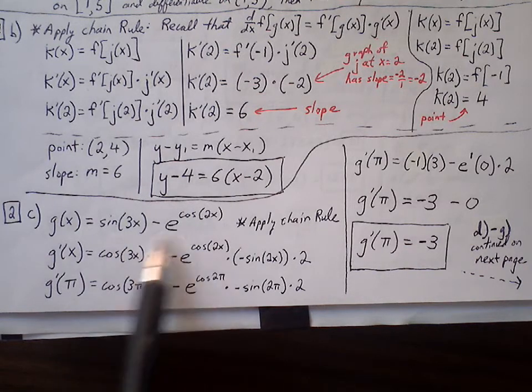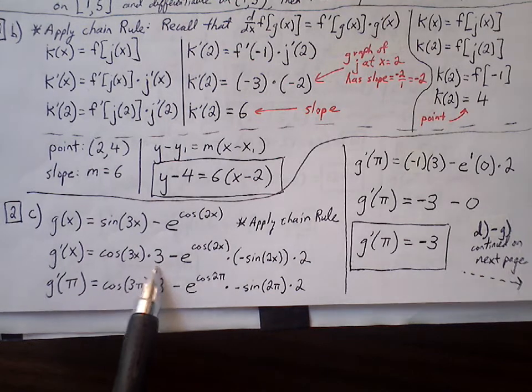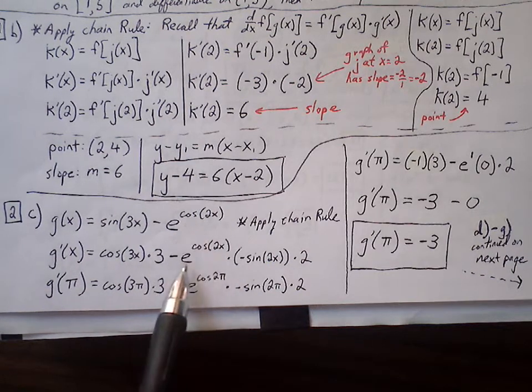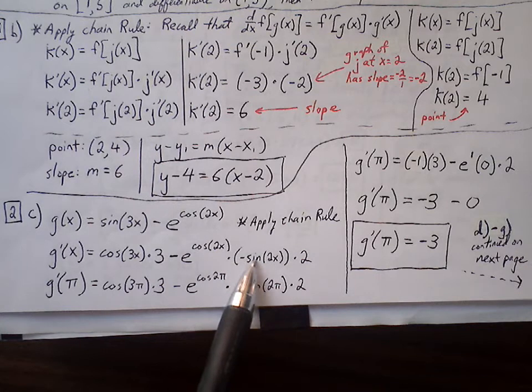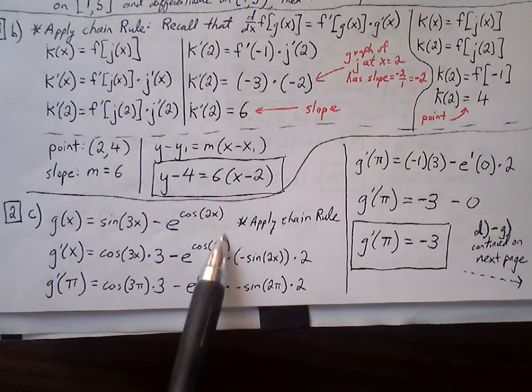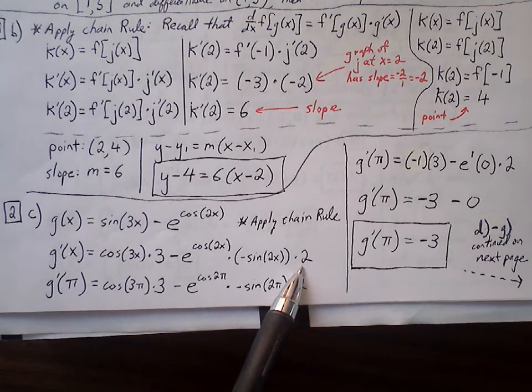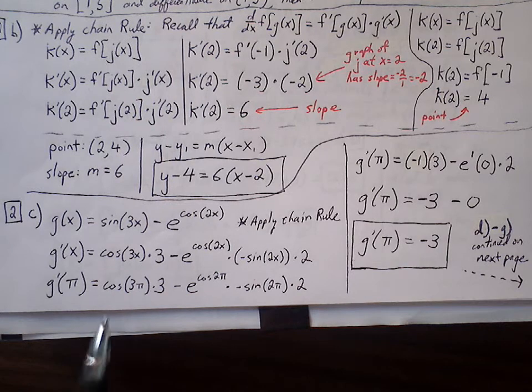So here's our equation. We're going to find the derivative. Sine of u becomes cosine of u times u prime. E to the u becomes e to the u times u prime. So we need to find the derivative of this full cosine 2x, and this full cosine 2x's derivative is just negative sine of 2x times 2. Okay.